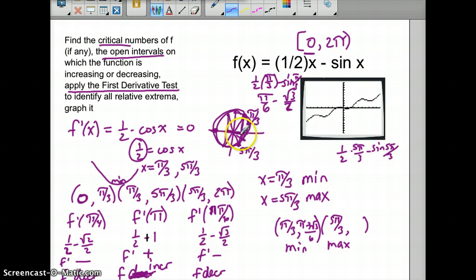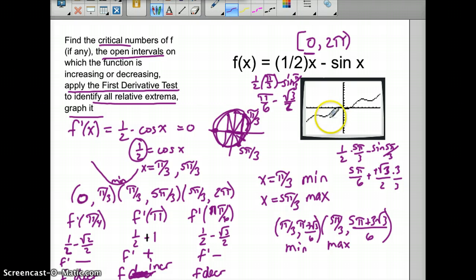And then sine of 5 pi over 3 here is negative square root of 3 over 2. So we have 5 pi over 6 minus negative square root of 3 over 2. So that's plus, getting a common denominator. So we have 5 pi plus 3 root 3 over 6. So we've identified all relative extrema, and then graph it.